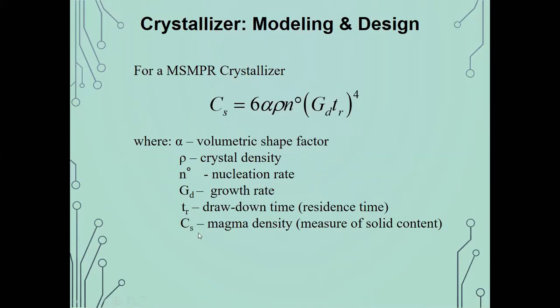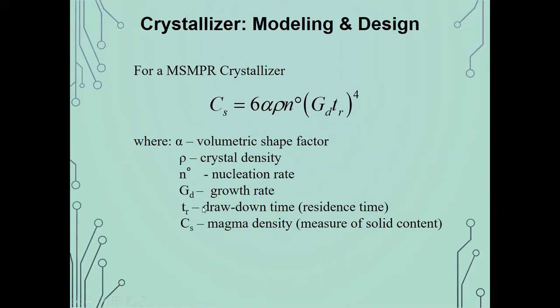Now, the formula that you are seeing here determines the magma density, which is a measure of the solid content, and it's represented here as C sub S. And you have alpha as the volumetric shape factor, the crystal density as rho, N naught, the nucleation rate, G sub D, the growth rate, and T sub R, which in crystallization is referred to as the drawdown time. It's the time wherein your magma is ready to be released because the size of the crystals that are formed are already within the specifications or the objective of the whole crystallization process.